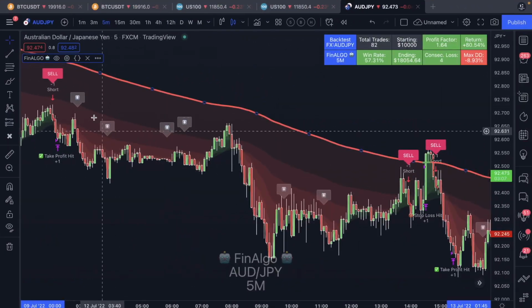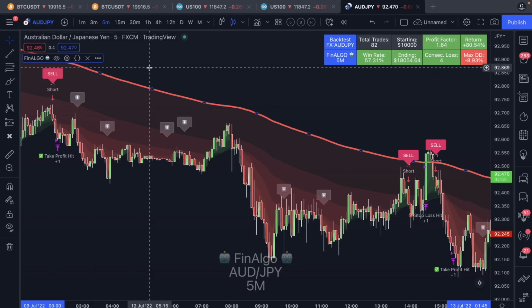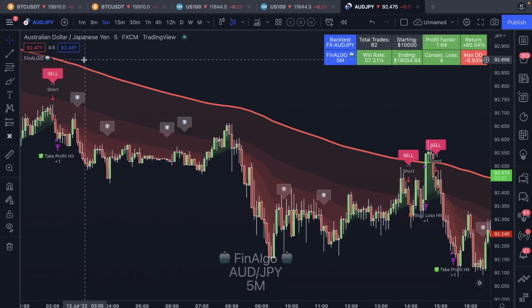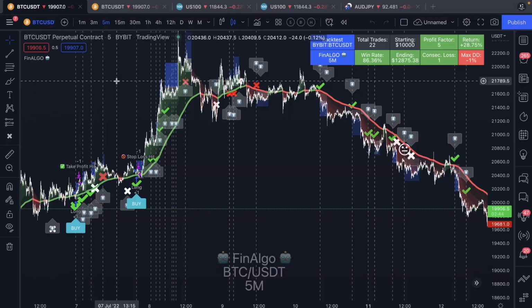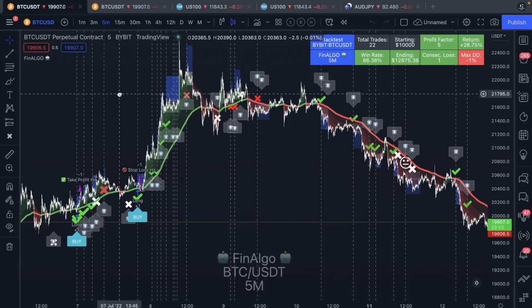Alright, now let's get on to my last example of the Finago, testing it on an Aussie Yen pair, because I like, especially if I'm trading Forex, I'm most of the time trading Yen pairs, so I also optimized it for Yen pairs, just so you can see that no matter on what asset, if you, for example, trade cryptocurrencies, you can perfectly use it on cryptocurrencies.